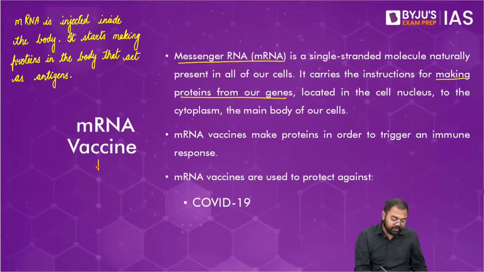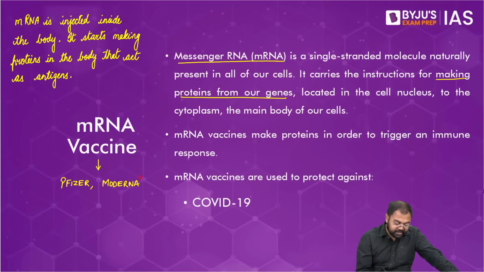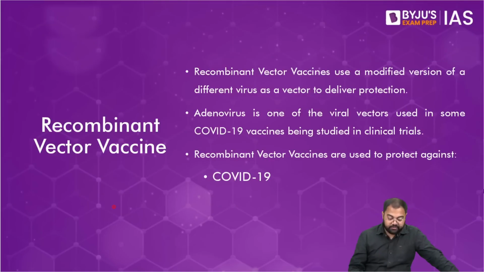Now, in case of mRNA vaccines, two very common vaccines which have been used in the US and Europe are one by Pfizer and one by Moderna. These have been mRNA vaccines, largely used in European countries and the US. Then after that, we have the recombinant vector vaccines. Recombinant vector vaccines basically use different viruses as vectors to deliver the protein that is there in the vaccine, which will provide the protection.